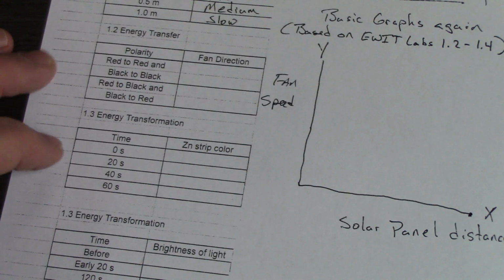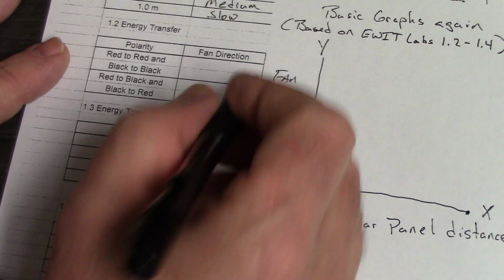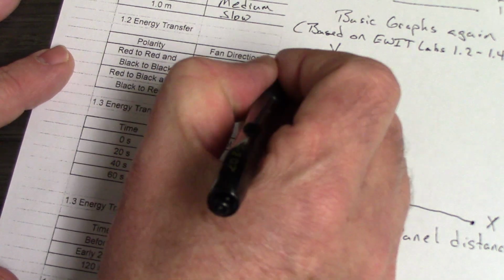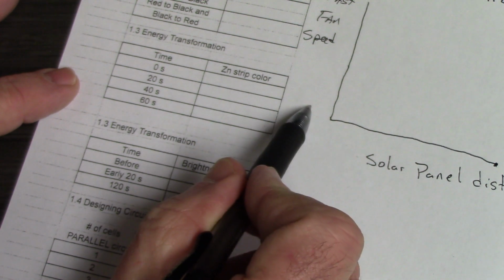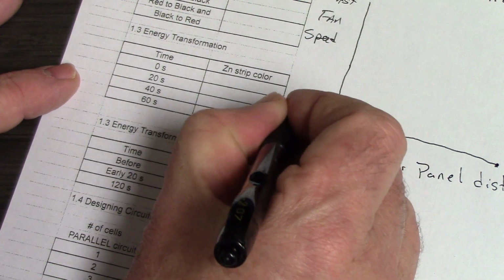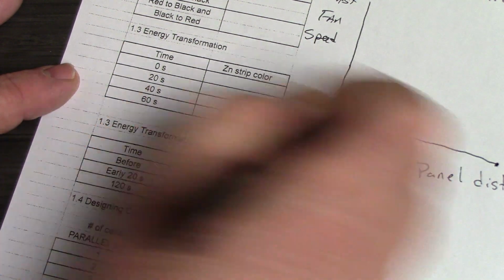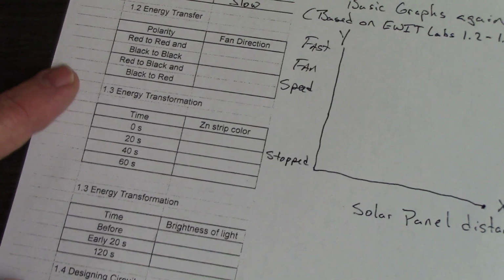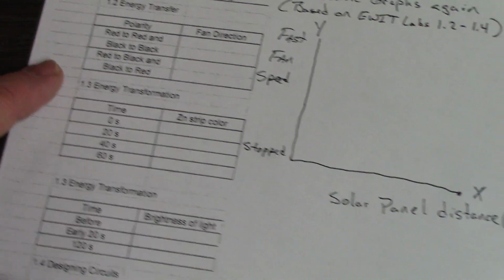And I need to go ahead and put some sort of scale on here. So the fan speed goes from fast to slow or stopped. So I can put at the top of this y-axis fast. And at the bottom, I can put 0 or stopped or slow. I'm going to put stopped. And I don't have to put anything else on the y-axis at this point.